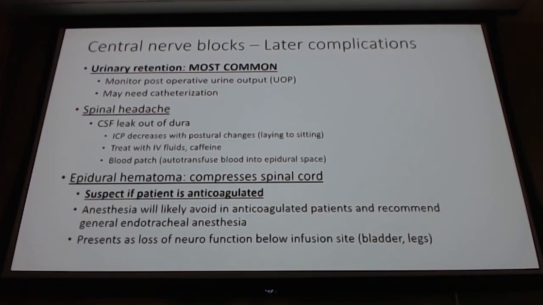Okay, spinal headaches, again, big one. That's basically the CSF leaks out, and so you have a drop in that CSF pressure, your head starts to hurt. That's where we do the blood patch to try to fix it.